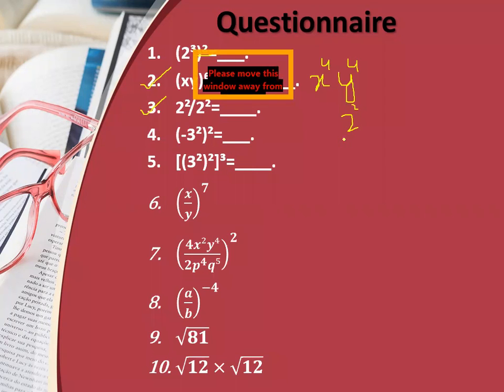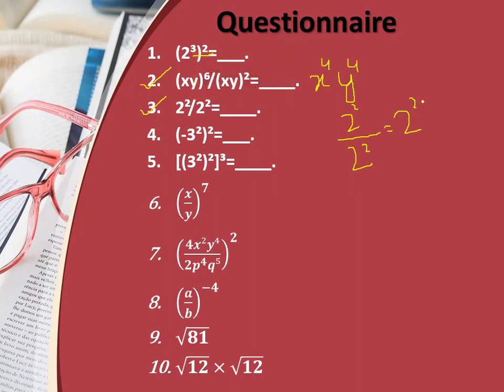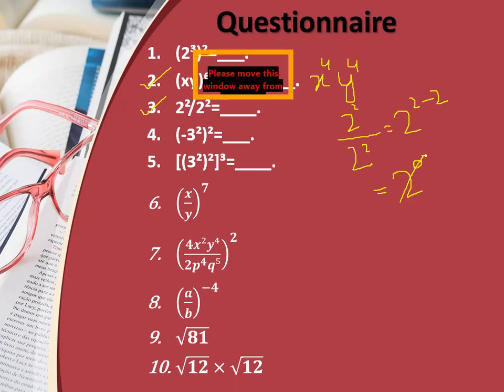Divided by 2 raised to the power 2. So bases are same. So you will simply subtract their powers. Just like this, you will write 2 minus 2. Okay, 2 minus 2 will be 0. And anything which has 0 power will be equal to 1. So the answer will be 1 here.